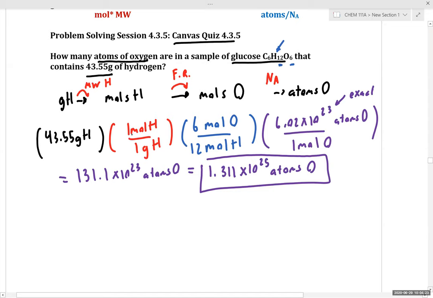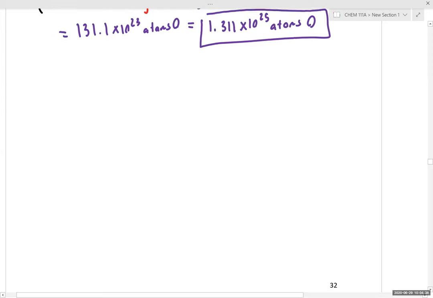Any questions on this example? If not, let's continue on and let's do a few more examples.